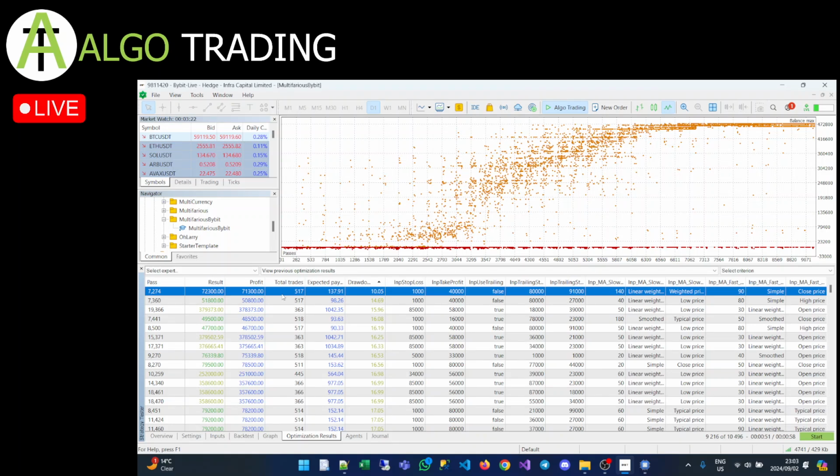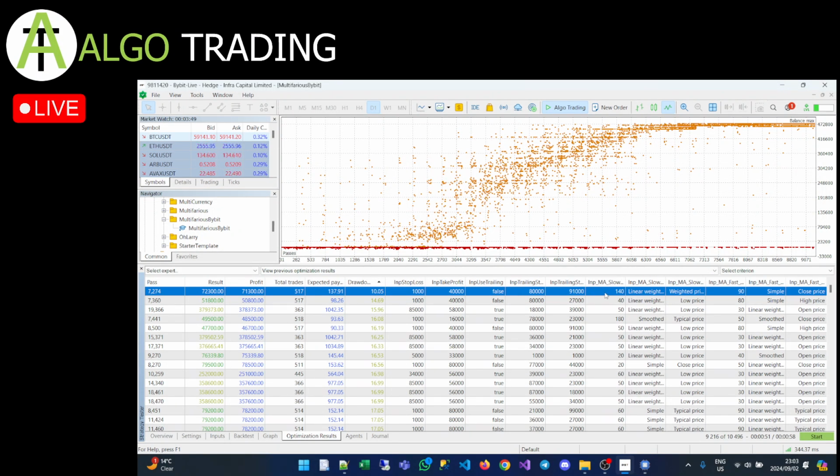So this is the best result here. It puts it according to the best result. So we're doing 72,000 over that period. We made 71,300 profit, 517 trades. So we've got a stop loss. See, the stop loss is very, very small, which is why I'm thinking that the back test works so well. But we could test it. See, we're not using a trailing stop.